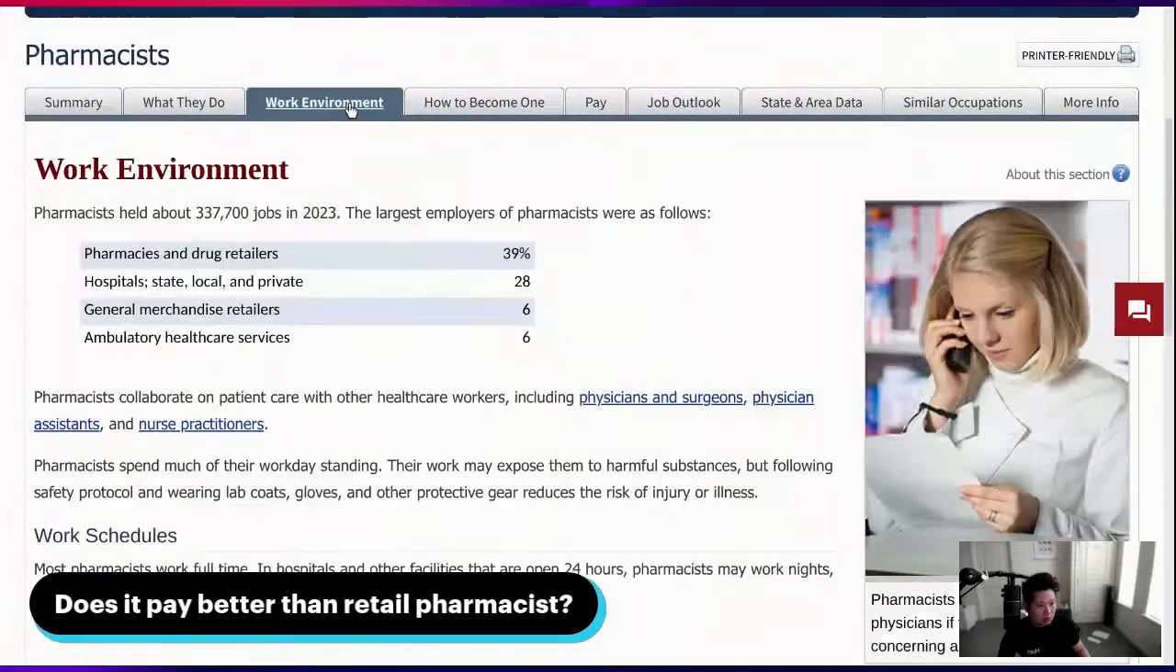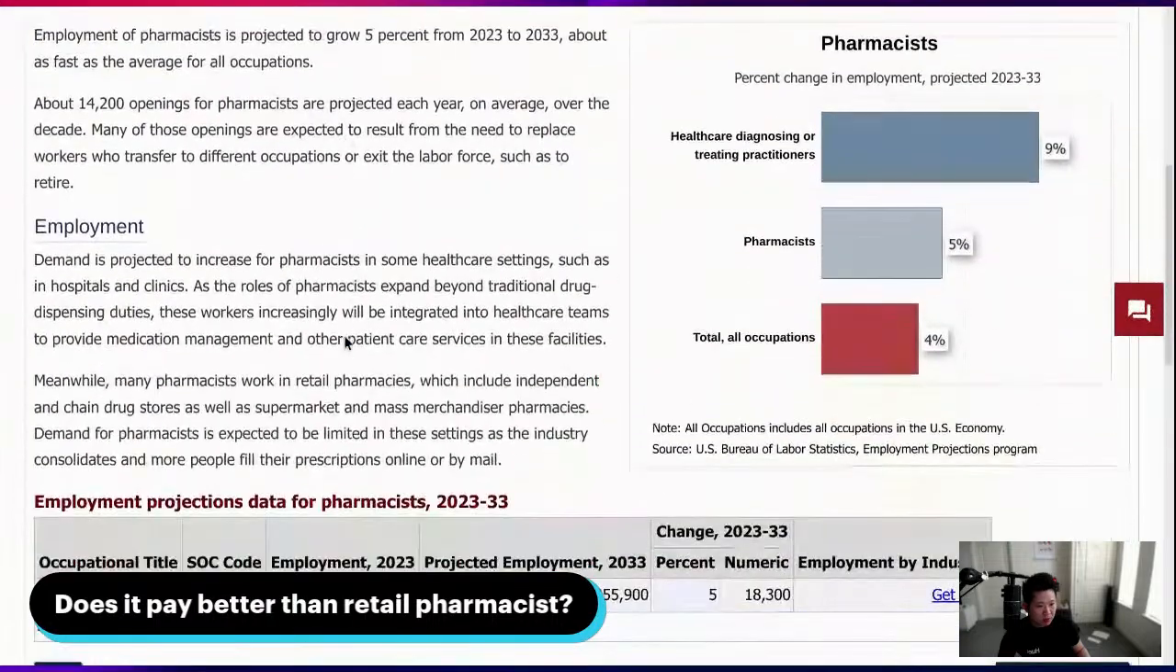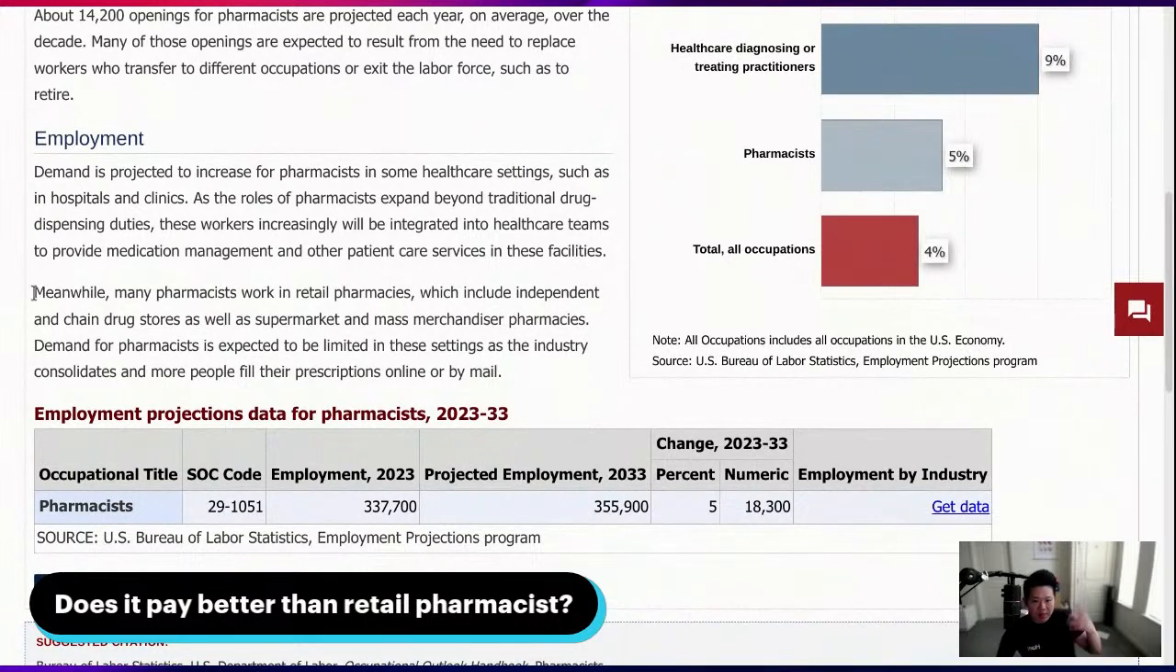I know they talked about it in the previous places. Maybe it's Job Outlook. Yeah, so I think typical economics, right? Supply and demand for pharmacists in healthcare settings like hospitals and clinics have been going up. And demand for pharmacists working in retail settings, which include independent and chain, has been going down. A lot of it, they always bring up industry consolidation and mail order prescription. So it just kind of makes sense.